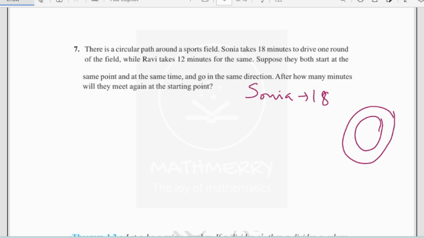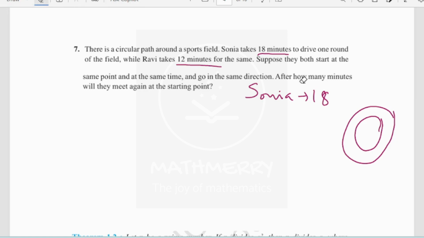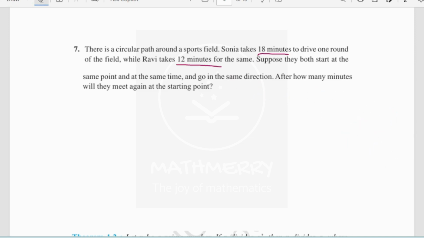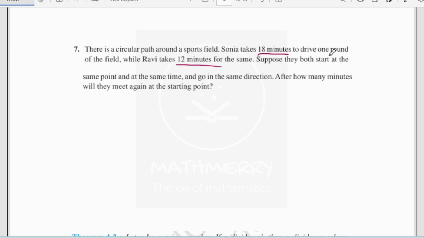In this kind of question, here time is given, sometimes other measurements can be given. So what you have to do in this question is find the LCM. In this kind of question, you have to find the LCM. When you find the LCM, you will find out the time. We can calculate the time at which they meet again.